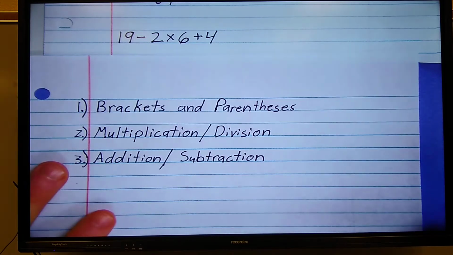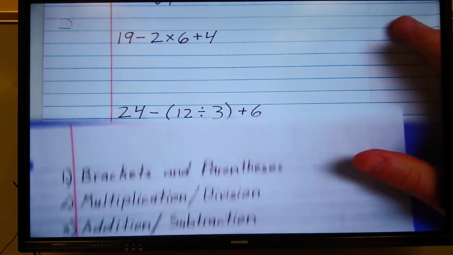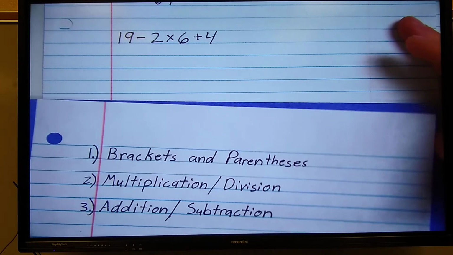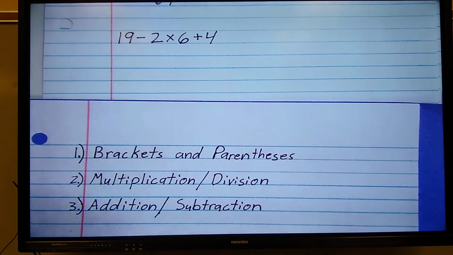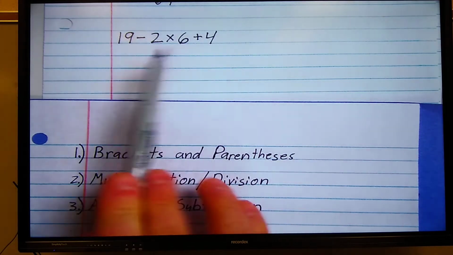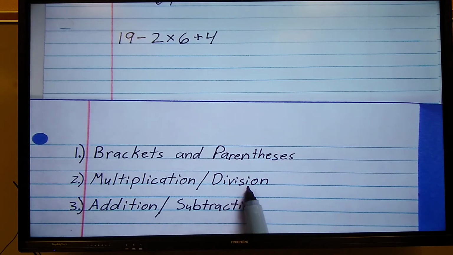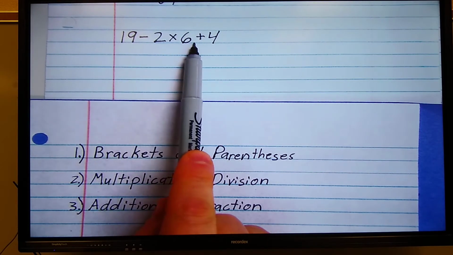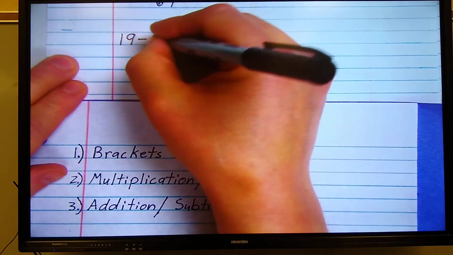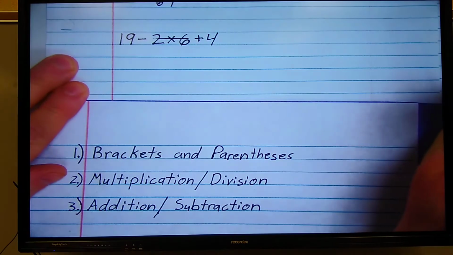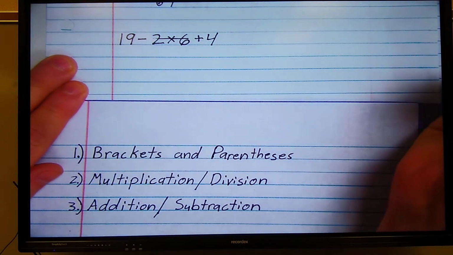All right, let's see how you did. All right, so we have no brackets and no parentheses. So, multiplication and division from left to right. So I start right here and I work my way over, and any multiplication or division I come across, I will solve. I have a 2 times 6. So the first thing you should have solved in this problem was 2 times 6. 2 times 6 is 12.